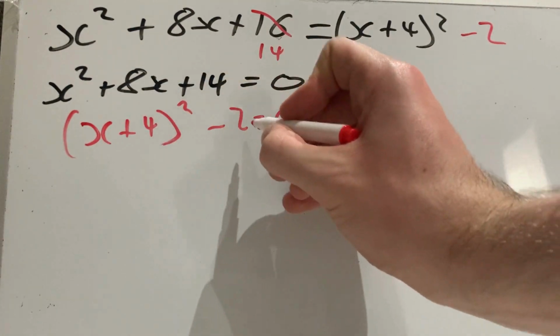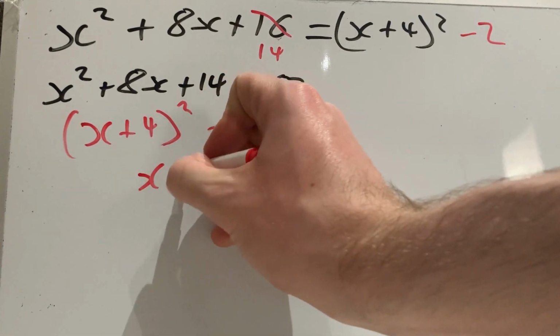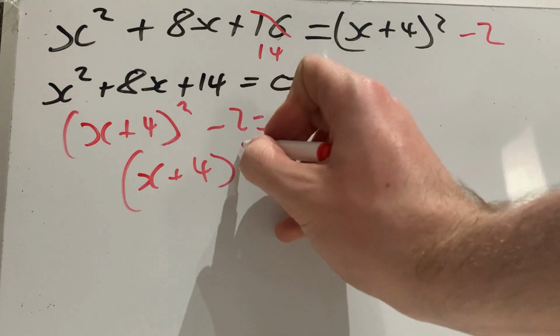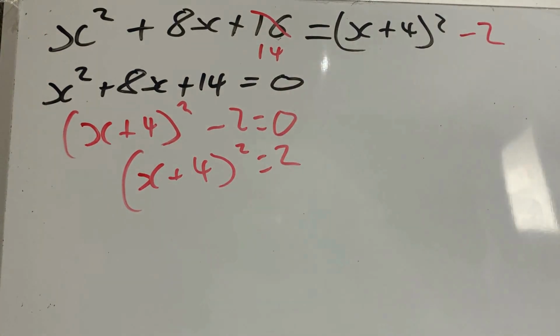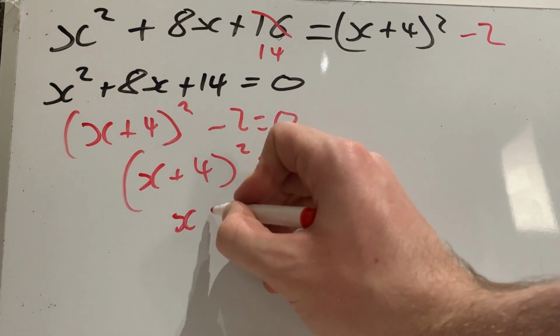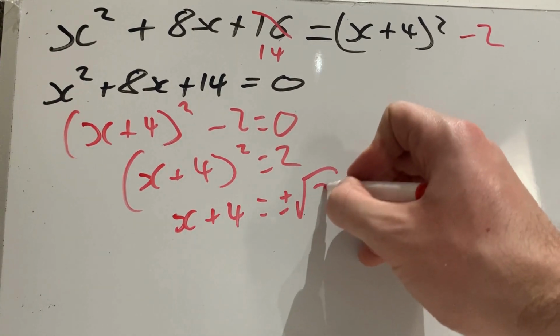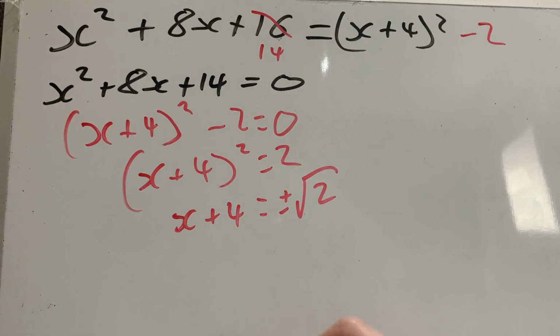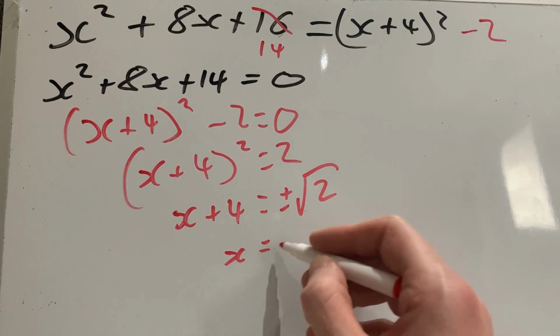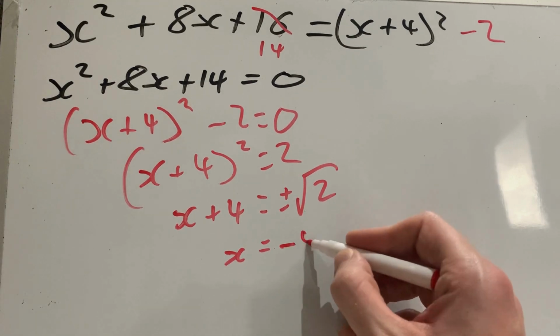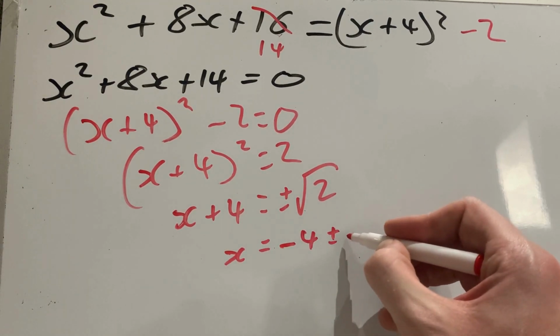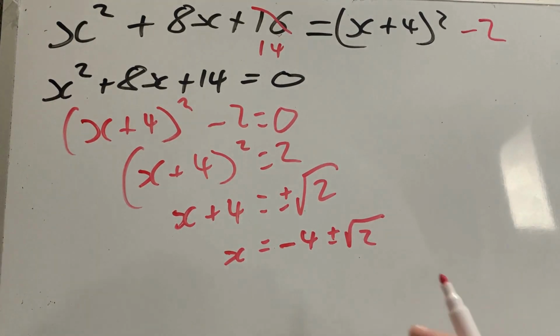Because now we can add 2 to both sides, we'll get x plus 4 squared equals 2. And then we're going to take the square root of both sides. X plus 4 equals plus or minus the square root of 2. And then we're going to take away 4 from both sides. Okay, so we're going to get x equals minus 4 plus or minus the square root of 2.